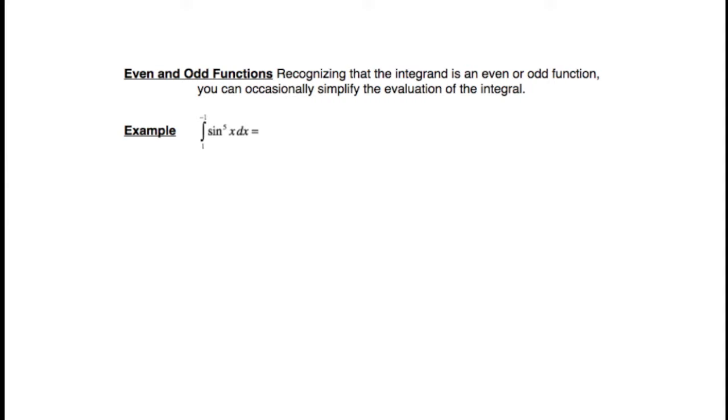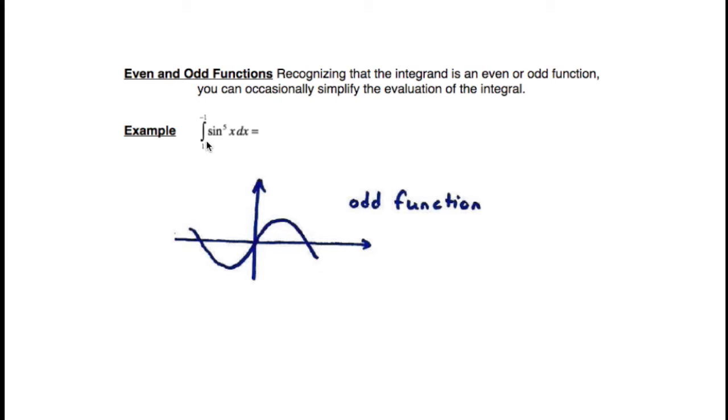When you have even and odd functions, you can sometimes find integrals very easily, especially with odd functions. For example, sine of x is an odd function. When you take the fifth power, it's going to remain an odd function. So if we're integrating from 1 to -1, or from -1 to 1, or basically from negative a to a, the integral is always going to be 0.